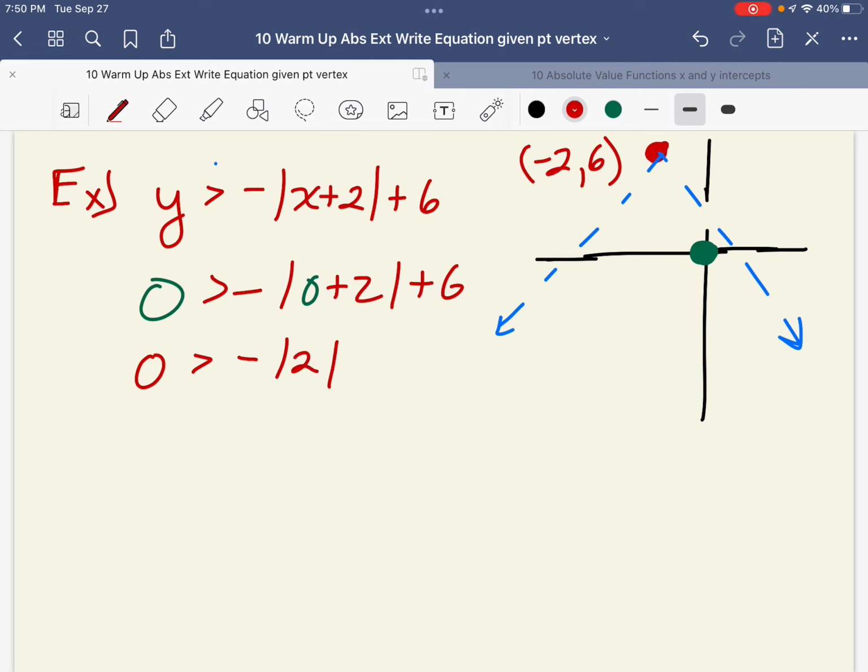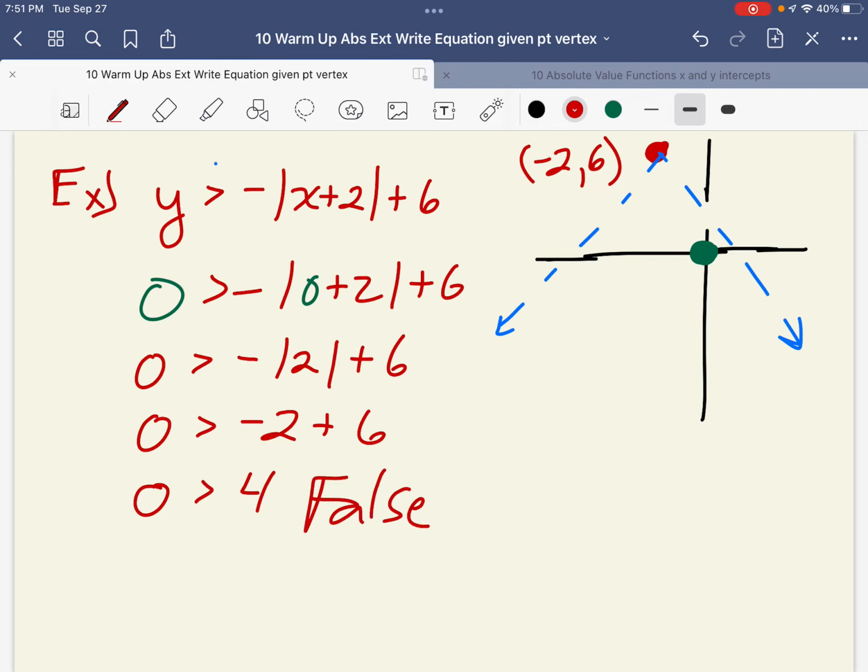It looks like I get the opposite of the absolute value of 2. The absolute value of 2, of course, is 2, so the opposite of that is negative 2. And when all the dust settles, I get 0 is greater than 4. Is 0 greater than 4? No, it is not. That doesn't mean I made a mistake. It just means that I'm going to shade on the other side of the test point.